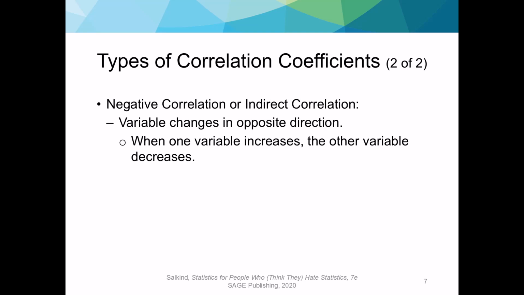The second type is a negative correlation, or an indirect correlation. This happens when the variables change in opposite directions. So when one variable increases, the other variable tends to decrease.